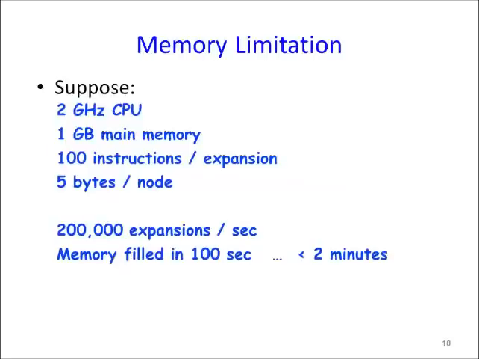So for example, if I have a simple 2 GHz CPU, this is probably an 8 years old slide, and 1 GB main memory, which is obviously no longer true, now you have much better. But because this is exponential, you can say that okay, we can solve problems with one more state variable or something. If I'm expanding 100 instructions per expansion, each node takes about 5 bytes, then I can do about 200,000 expansions per second, which means that my memory is filled in less than 2 minutes. The point is, exponential memory sucks. It's really bad. We cannot afford to have an algorithm which has that bad memory characteristics.